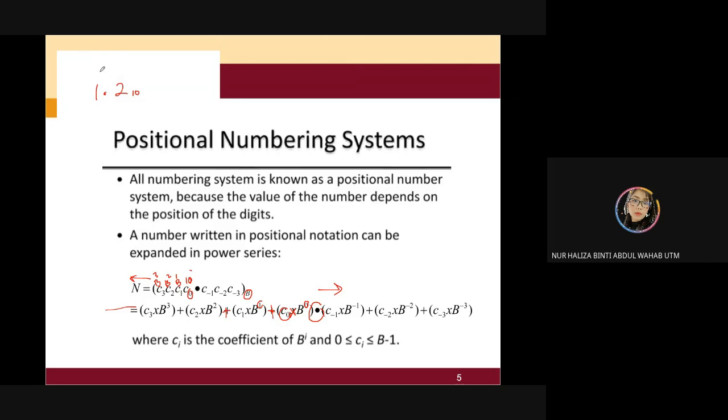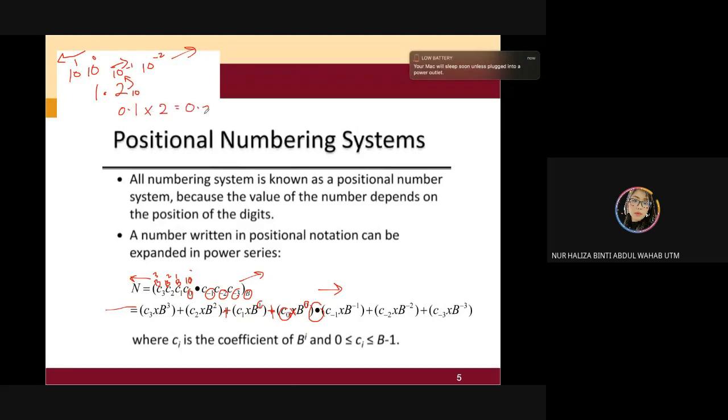So in this base 10, I have 10 to the power of 0, 10 to the power of 1 for my whole side, the left side. And for the right side, it will be 10 to the minus 1, 10 to the minus 2, and so on. You can see over here, minus 1, minus 2, minus 3, until the end. And you will multiply this. 2 multiplied with 10 to the power of minus 1, which is 0.1. Multiply, you will get 0.2. So this is all similar.